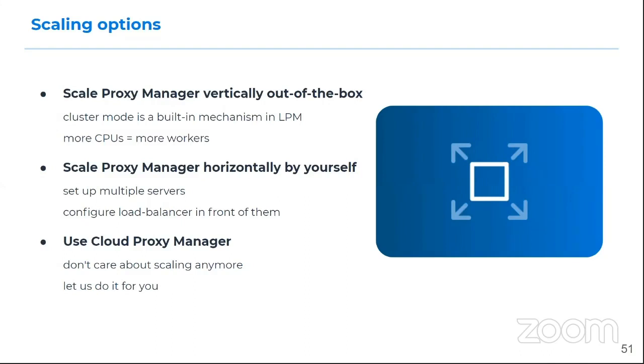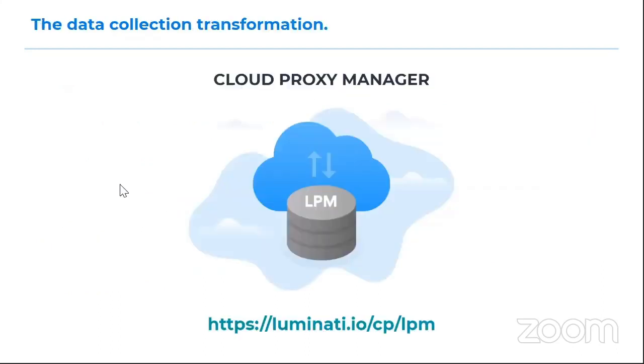In that case, you would need to set up any number of servers that you need, and download and configure Proxy Manager on each and every one of them. And then you would also need to configure a load balancer to manage which requests go to which server and so on. And then what we've recently launched a few months ago is the Cloud Proxy Manager. Basically, that means you don't need to care about any of the things I just mentioned. We do everything in the background. We scale it. We add workers and CPUs and so on. You just need to use it. Very, very easy, very simple.